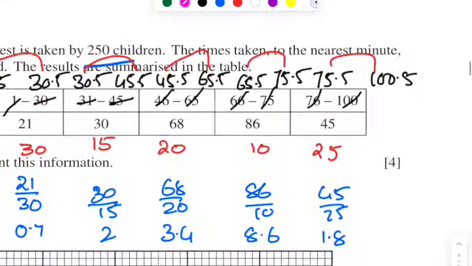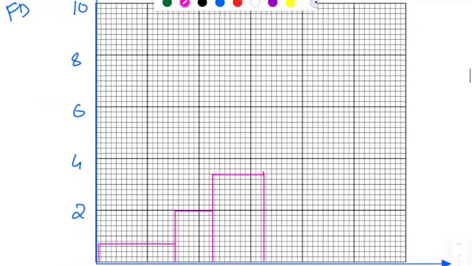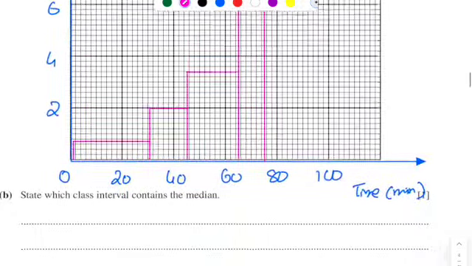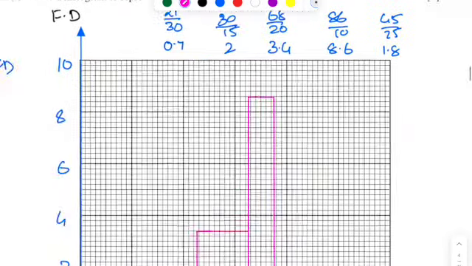Then from 65.5 to 75.5, it is 8.6. This is 8, 8.2, 8.4, 8.6. And 75.5: this is 66, 68, 70, 72, 74, 75.5. And finally 75.5 to 100.5, it is 1.8, up to 100.5. Yes, that's the answer.